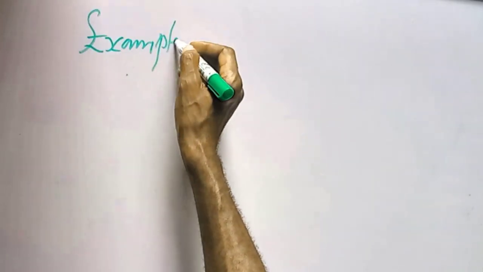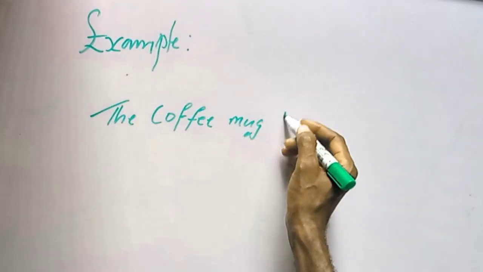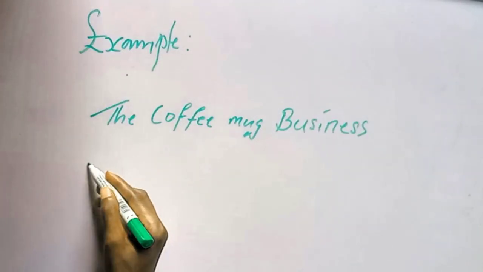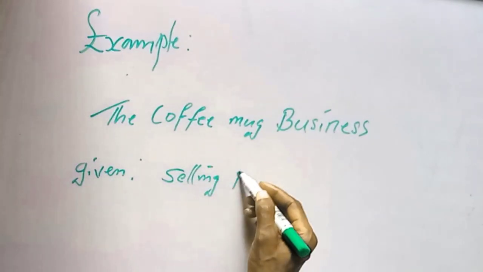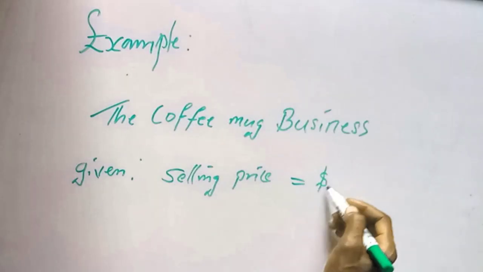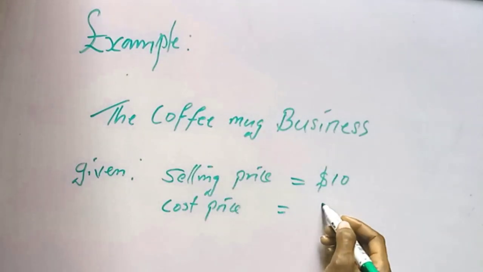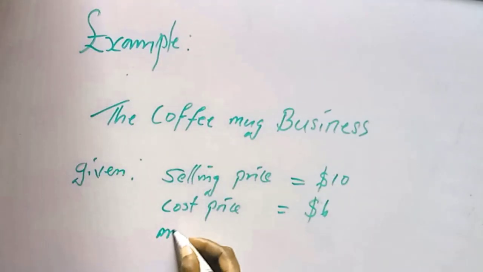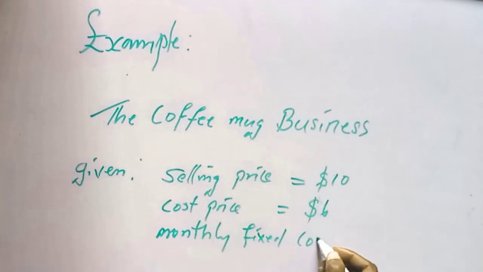Now, let's have a practical real-life mathematical example, the coffee mug business. You sell a customized coffee mug, given that selling price is equal to $10. Cost of production is equal to $6 per unit. Monthly fixed cost is equal to $400.